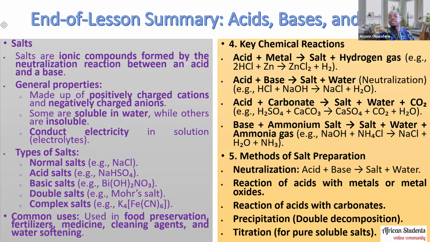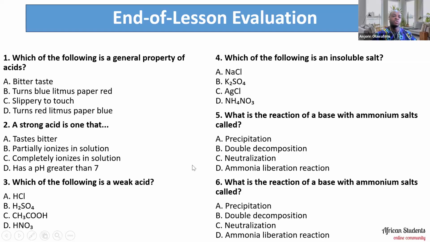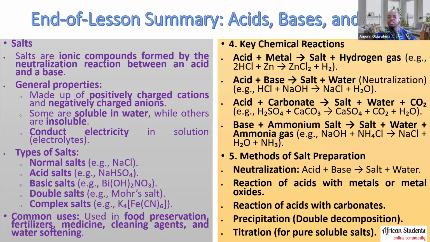And then we looked at key chemical reactions. So we looked at acid plus metals, acid plus base, and so on and so forth. We also touched on different ways in which salts can be prepared, through neutralization, precipitation, reaction of acid with carbonates, and so on and so forth. So these are all that we have been able to look at in the course of this teaching.